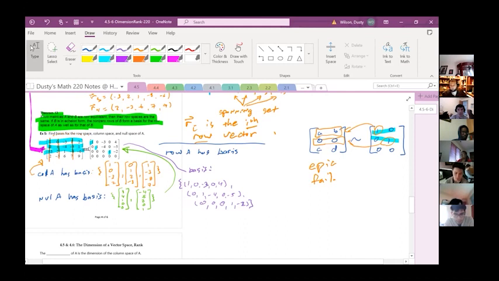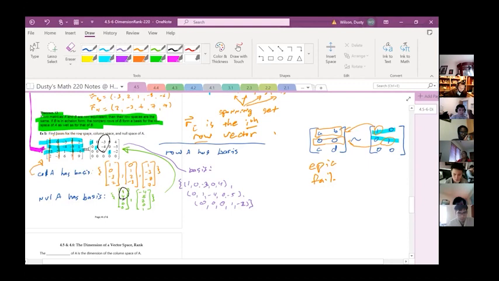Why did the sign change? Adis asked, why did the sign change? And I assume what you're talking about is that here we had a -3, -4 in our REF version, and then here we have a +3, +4. Is that correct? Is that what the question is, Adis? Yes. Okay.